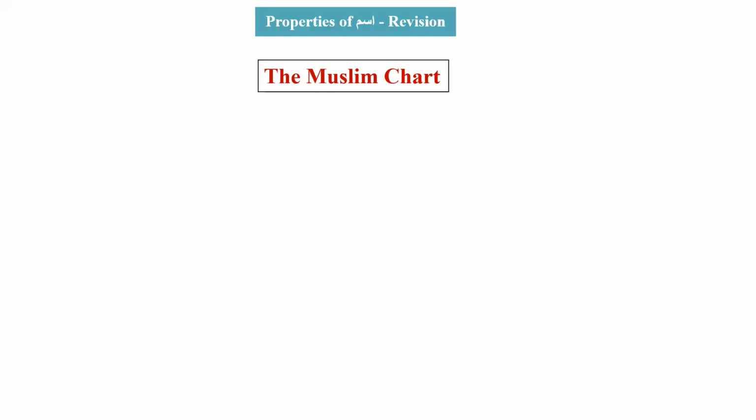Bismillah ir-Rahman ir-Rahim. So we are doing the revision of the properties of ism. We did the status, the first property of ism, last time. Inshallah we will continue and revise the other properties of ism. Okay, Muslim chart for masculine gender.